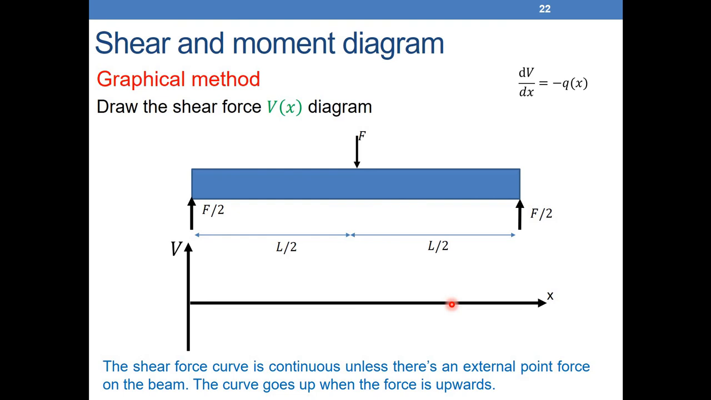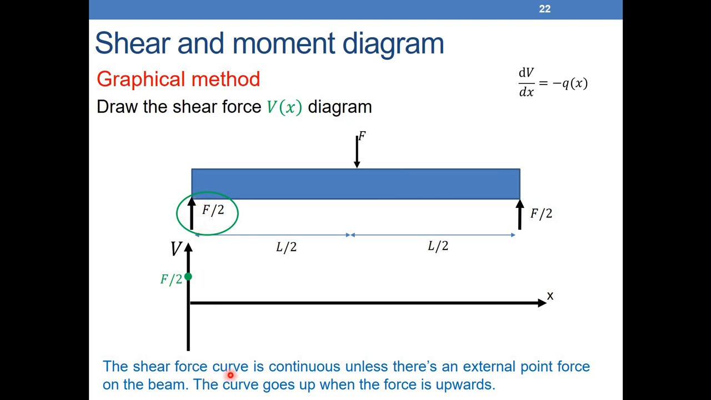So for the shear force curve, I'm writing here one of the six relations that we found. The shear force curve is continuous unless there's an external point force acting on the beam. The curve goes up when the force is upwards. So let's start from this point. We have a force F over 2. Here we have an external point force, meaning a force applied at a point, not a distributed load. So the curve will go up by F over 2 directly, and it starts at F over 2.